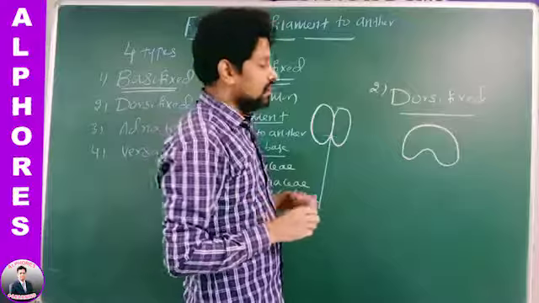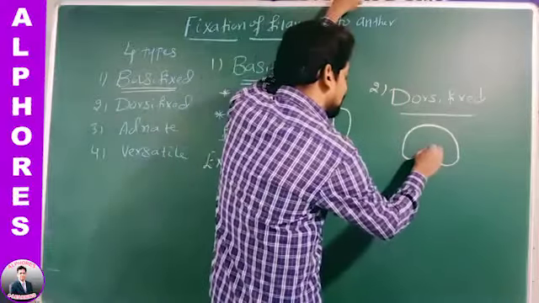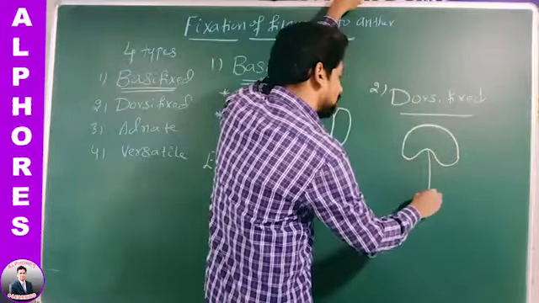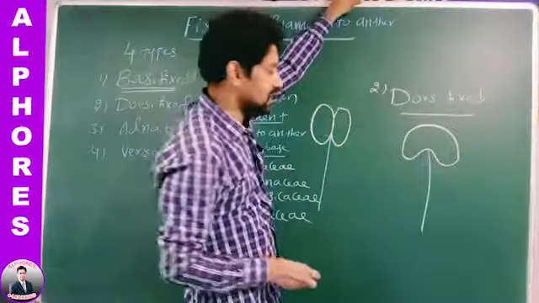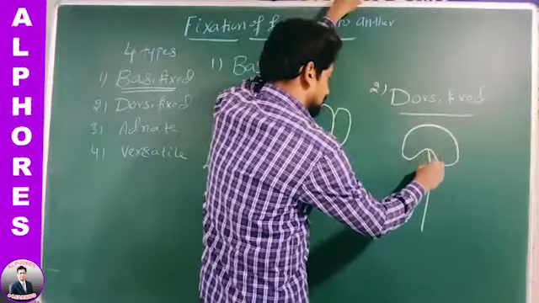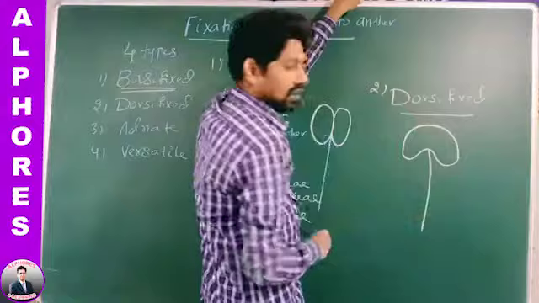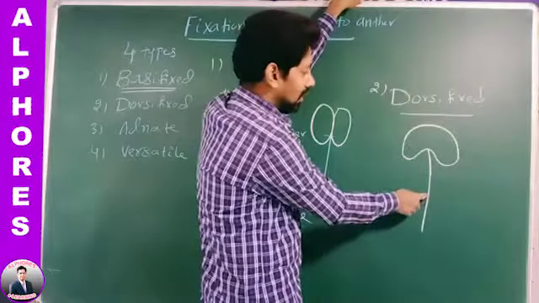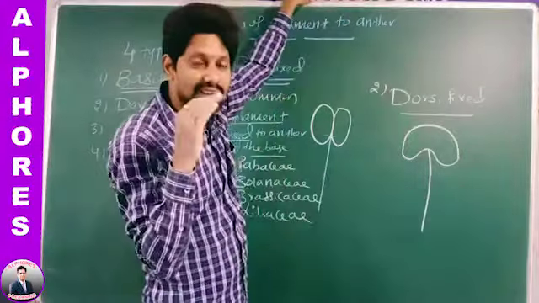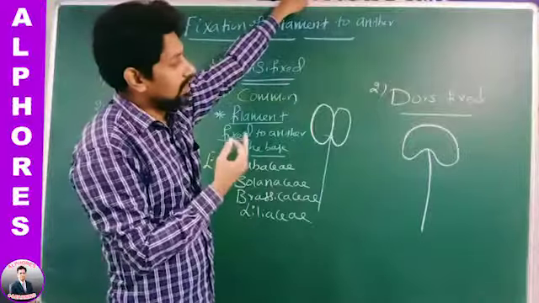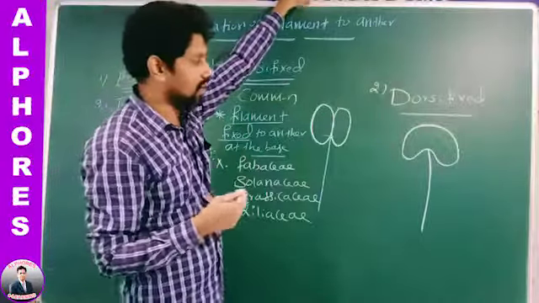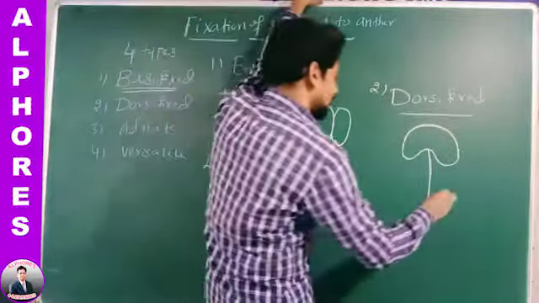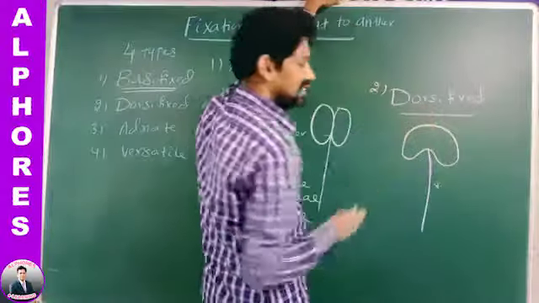Now listen. Filament is fixed on the dorsal surface of the anther lobe. See, sir, this is the filament. Filament is fixed to anther on which surface, sir? Dorsal surface. That's why we are calling it dorsally fixed. Therefore, what is the meaning of dorsally fixed, sir?